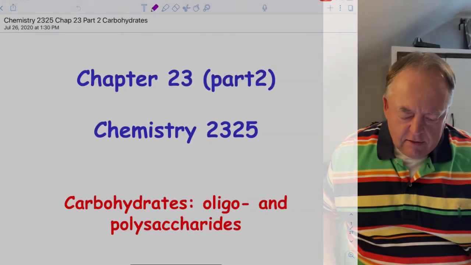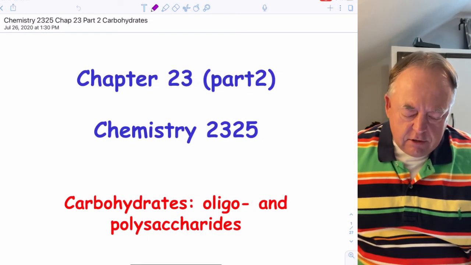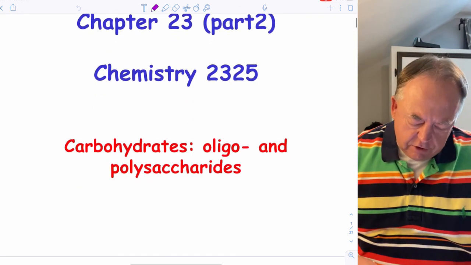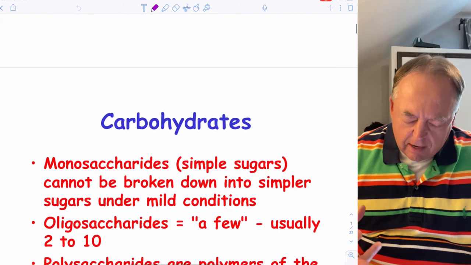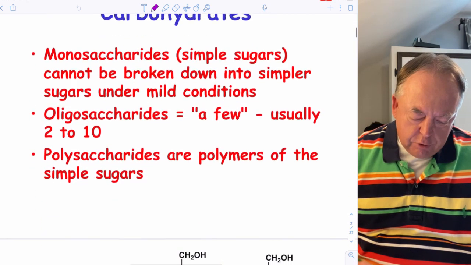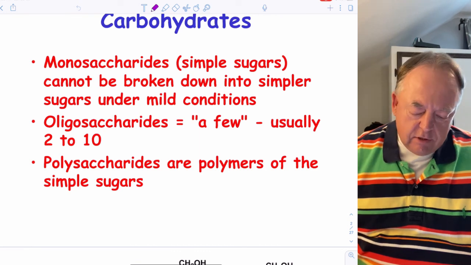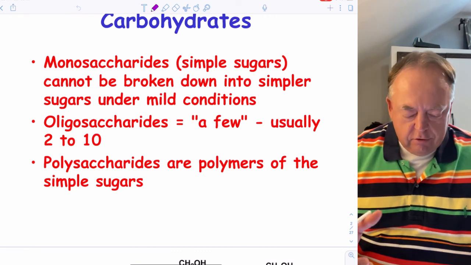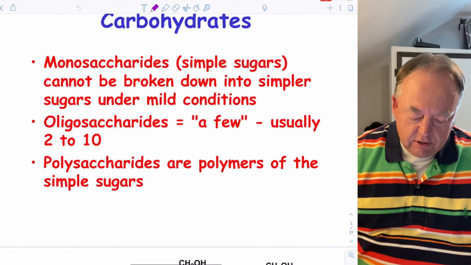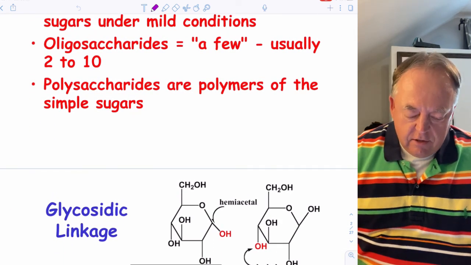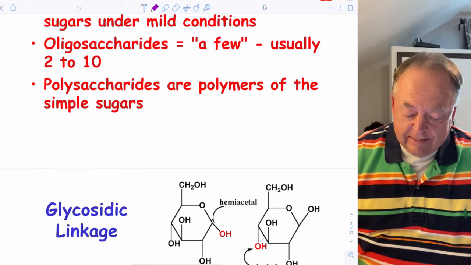This will be the second lecture over carbohydrates, chapter 23, and the last lecture over this chapter. In the first lecture, we talked about the monosaccharides, the simple sugars, and in this lecture, we'll talk about the oligosaccharides, usually 2 to 10 carbohydrates attached to each other, or the polysaccharides, which are polymers of 10 to hundreds of carbohydrates linked together.